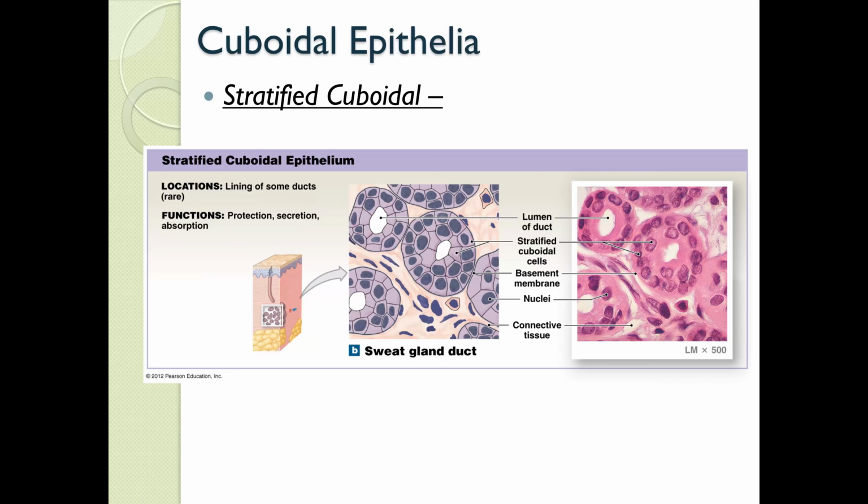Stratified cuboidal would be multiple layers of cuboidal cells. This is actually relatively rare, so you don't have to identify this tissue in lab. So you can find this type of tissue in the lining of some ducts, but again, it's pretty rare. And it functions to protect, secrete, and absorb. And the ducts that do have it are some of your sweat glands and the larger ducts of the mammary glands.